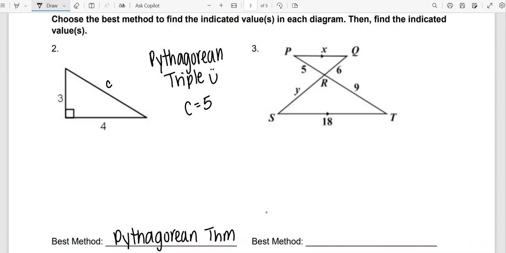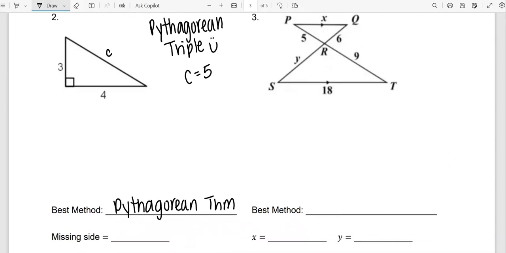If you don't, I would need to see that work just like how you did it on your starter. 3 squared plus 4 squared is equal to C squared, and then solve for C. If you know your Pythagorean triples, then awesome. Your missing side is 5. Questions on that one?